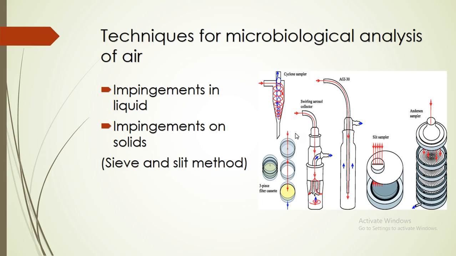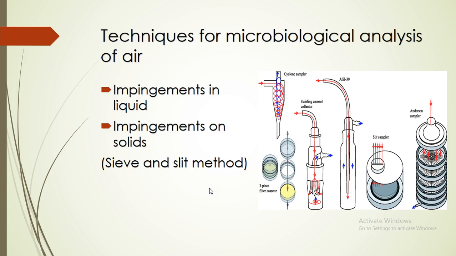Then what are the methods by which you can analyze the microbial flora which is present in air, and how can you count or enumerate them? So there are several methods. Impingement in liquids, that means they are going to collect on the surface of a liquid, or impingement on solids, where they are going to collect or stick onto the surface of the solids. That contains the sieve and slit method.